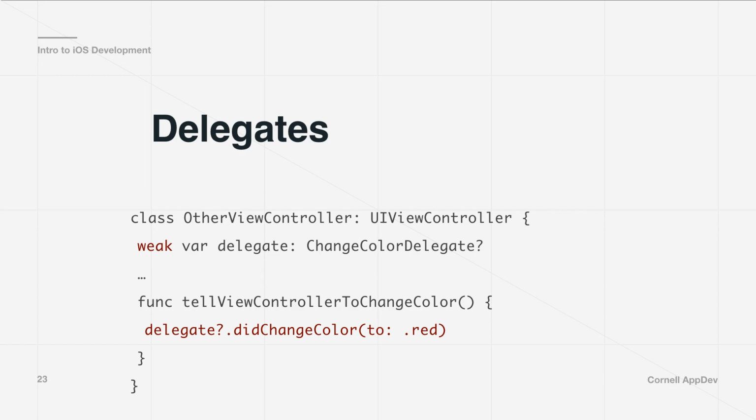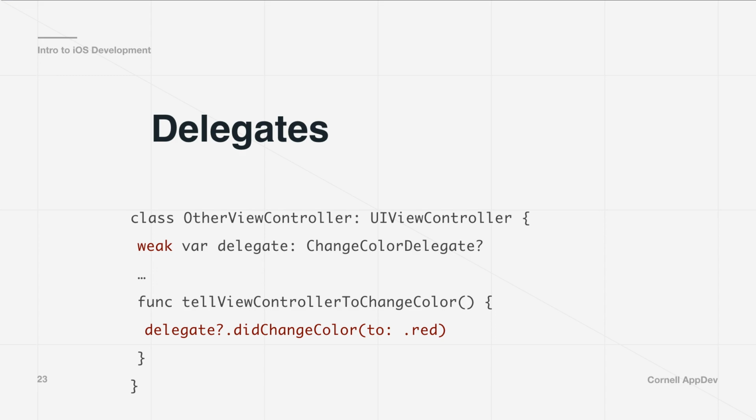So we have this function here called tell view controller to change color. So we're using this function of the delegate here, delegate.didChangeColor, because we can't actually make a change in another view controller from a different one, right? That's why we have to use delegates. We can't just say, okay, original view controller dot do something. We have to use delegates to actually communicate with the other view controller.